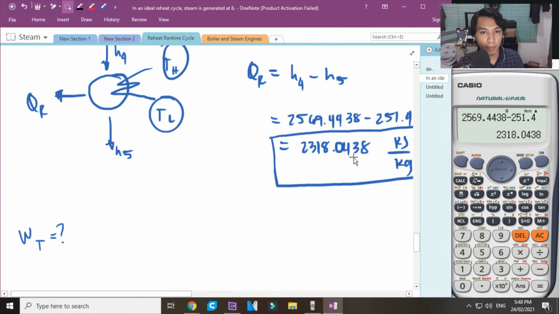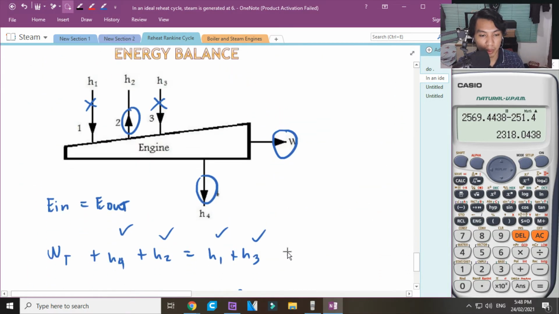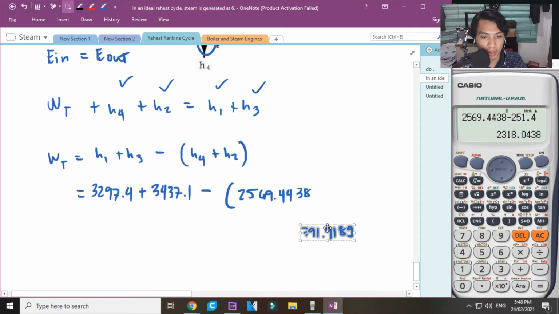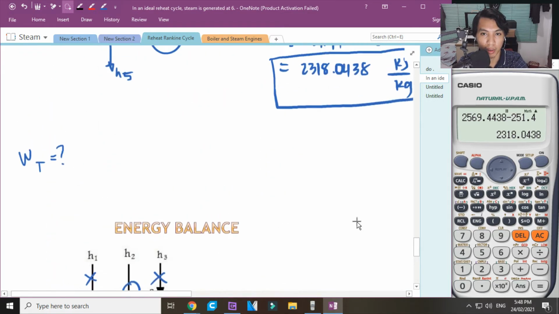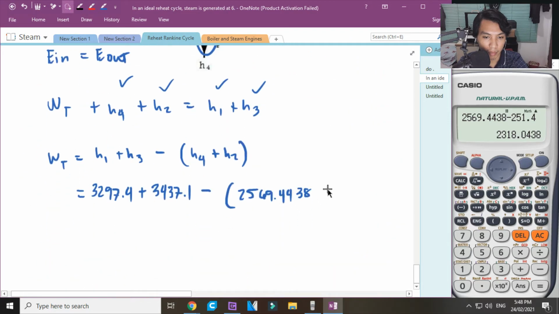Tapos, H2. Work smarter, not harder. Di ba? Hindi ko na pinahirapan sarili ko kasusulat. H2 tayo buo. Ayun. Control C. Yan, no? Di ba? Hindi nahirapan. Saglit lang.